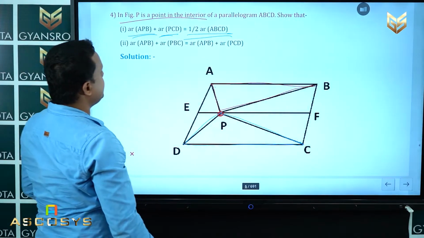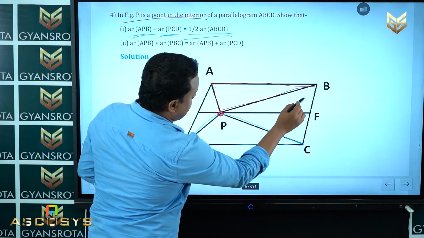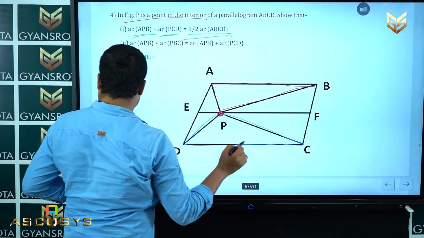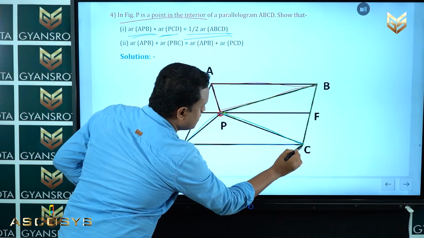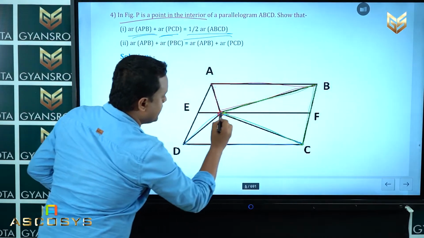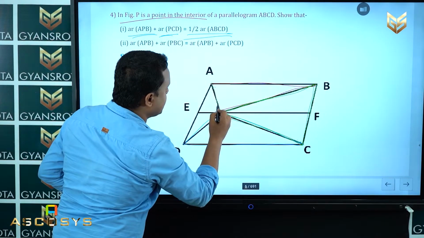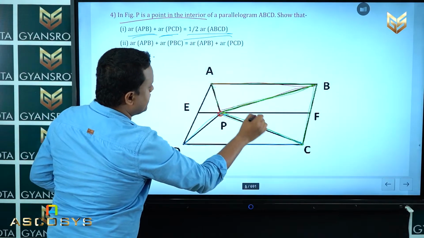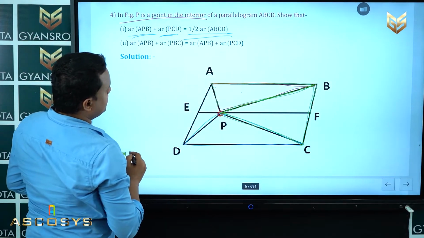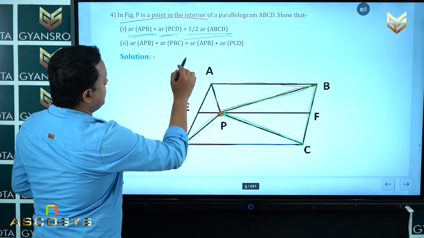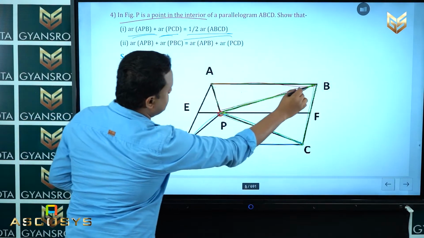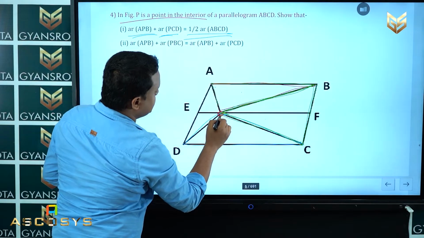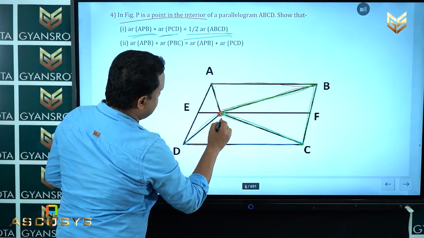Now the second equation is area of APB plus area of PBC. All right. So area of this triangle plus area of this triangle is equal to the area of APB, that is area of this triangle, and area of PCD.